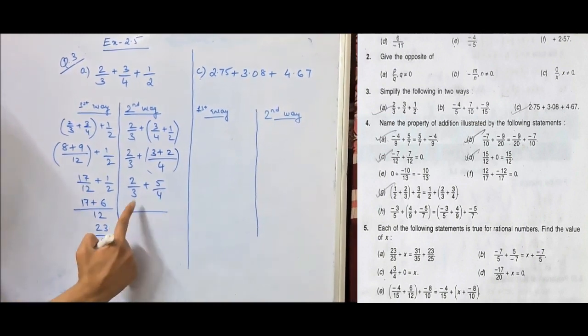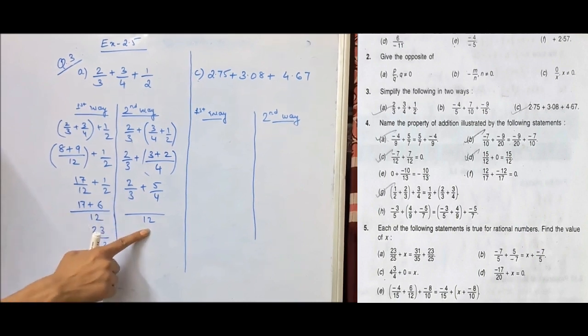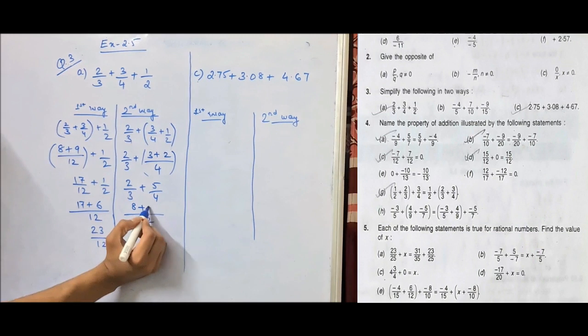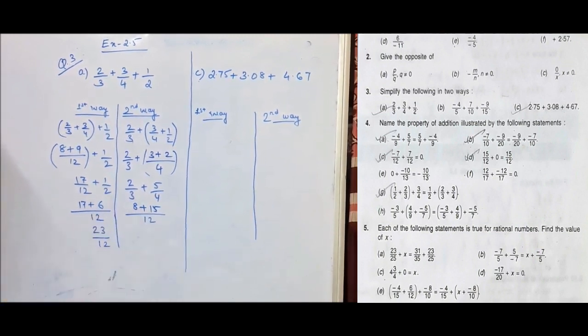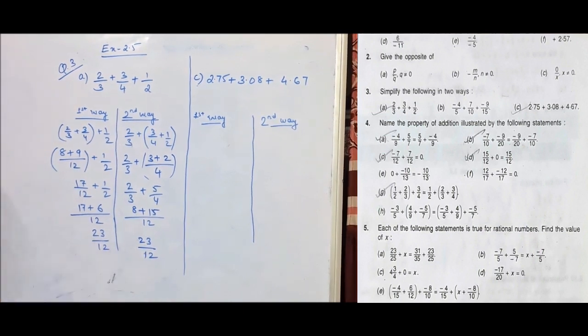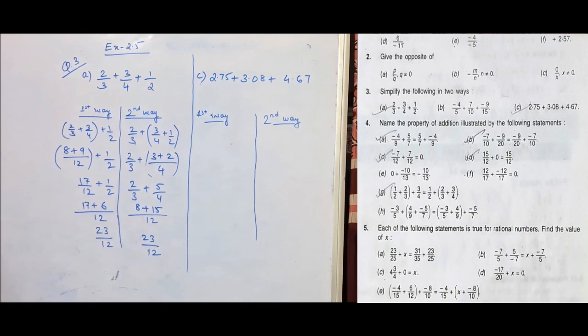Now they are co-prime, 3 and 4. So directly the LCM you can write down as 12. 3, how much is 12? 4. 4 2s are 8. Plus 4, how much is 12? 3. 5 3s are 15. Now what is 15 plus 8? 15 plus 8 is 23. So here you can see that in both the ways we are able to get the same answer.